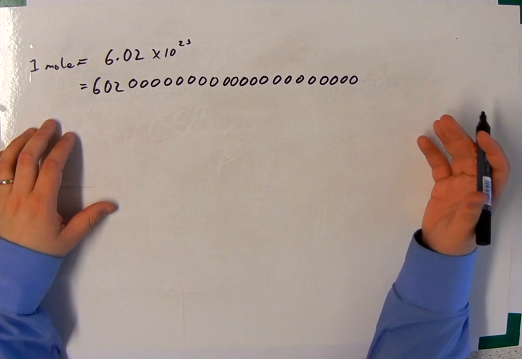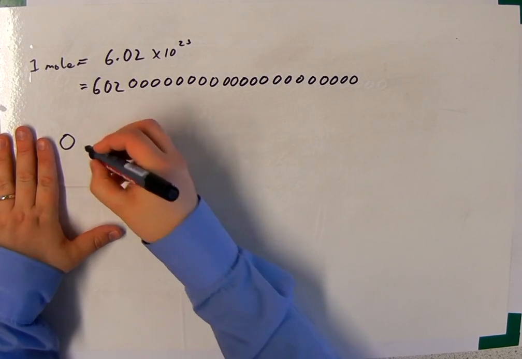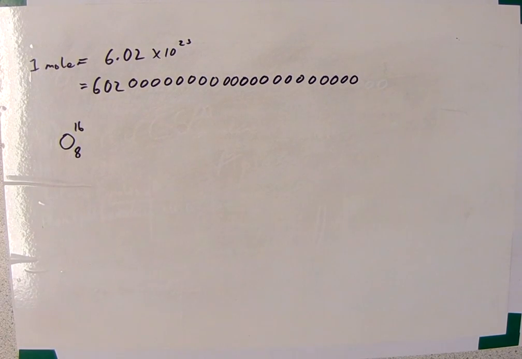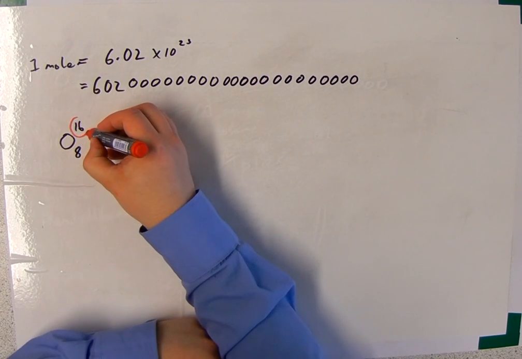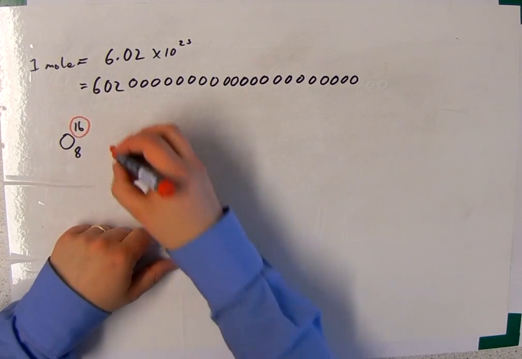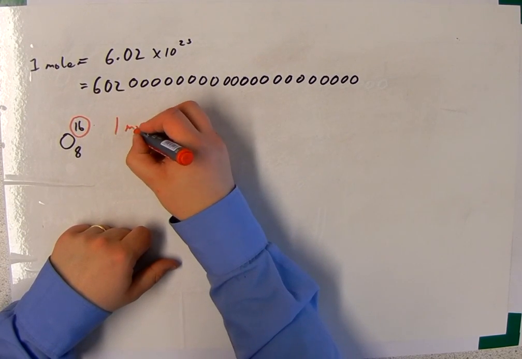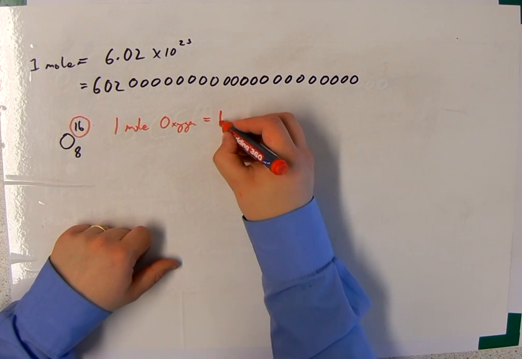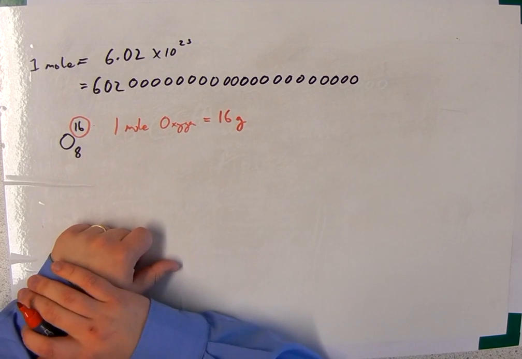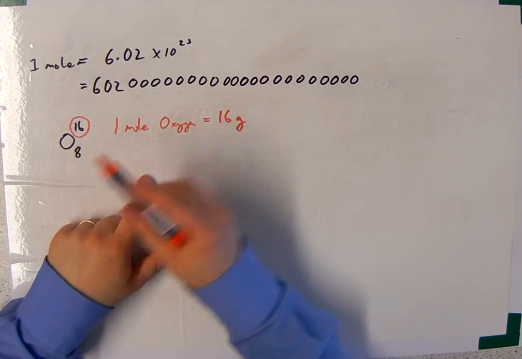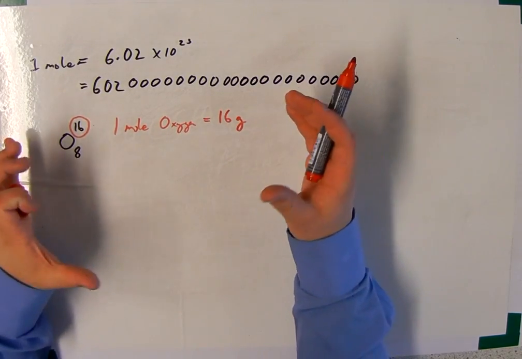For instance, if we go back to the periodic table and we take oxygen, which has an atomic number of 8 and a mass number of 16. Now that mass number is what we're really interested in here. This thing up here. This tells us we've got oxygen, atomic number 8. 16 tells us 1 mole of oxygen is 16 grams. Now that's really useful. We can use that. That is the basis of all our calculations.